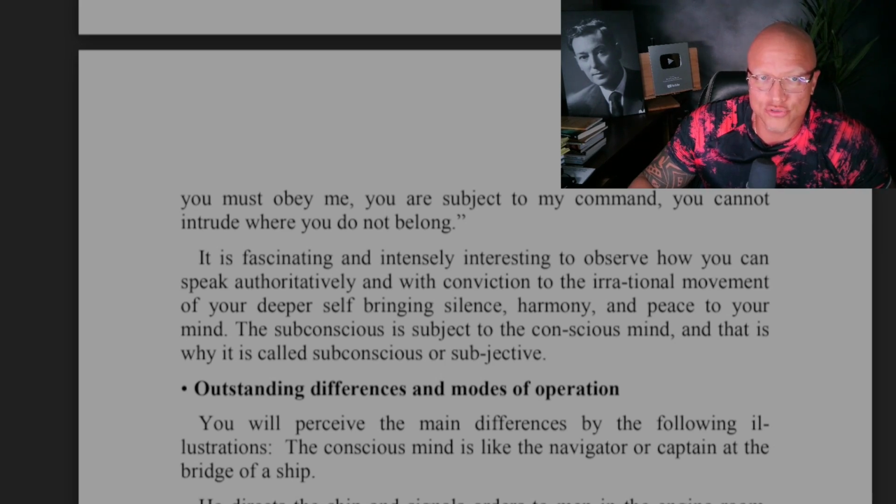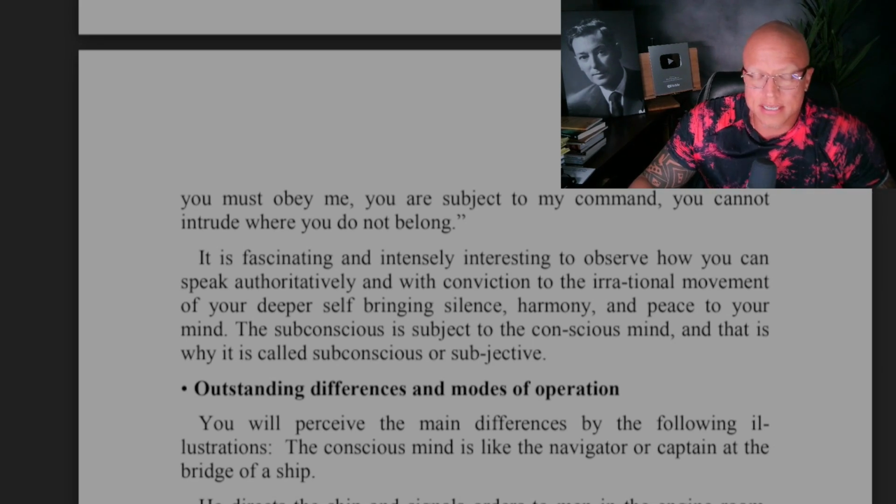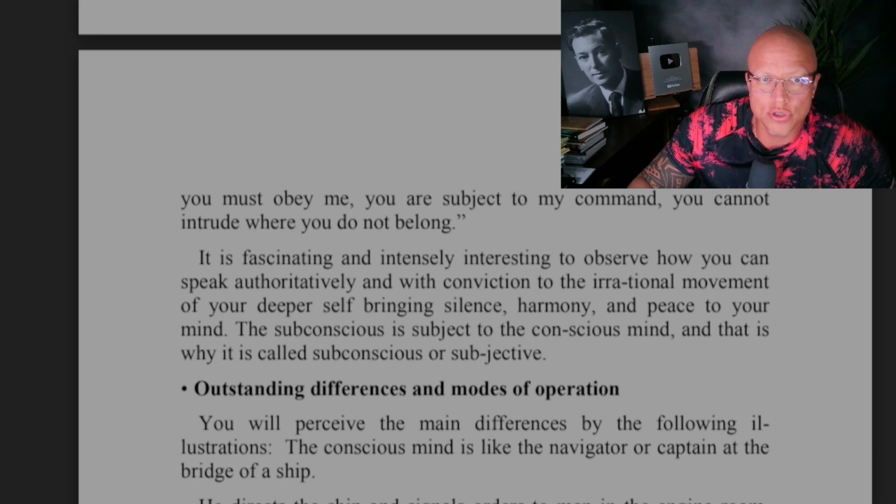So you're really not commanding the subconscious mind directly, you're instead commanding the conscious mind to allow the subconscious mind to take control. So it is fascinating and intensely interesting to observe how you can speak authoritatively and with conviction to the irrational movement of your deeper self, bringing silence, harmony, and peace to your mind. The subconscious is subject to the conscious mind, and that is why it is called subconscious or subjective.